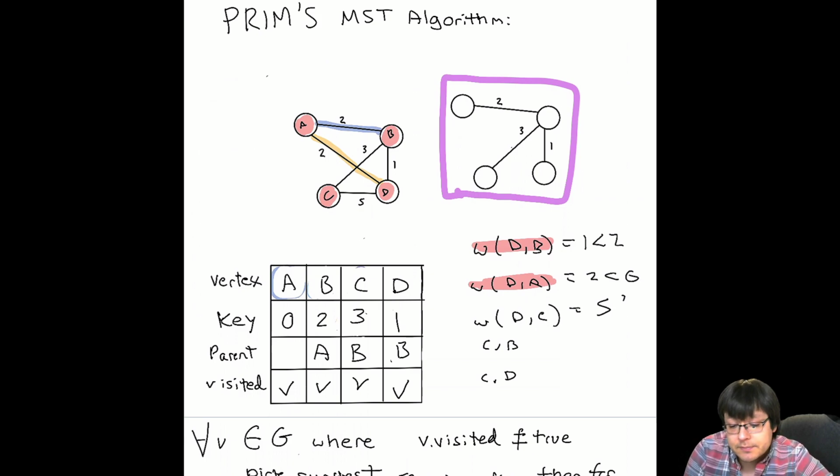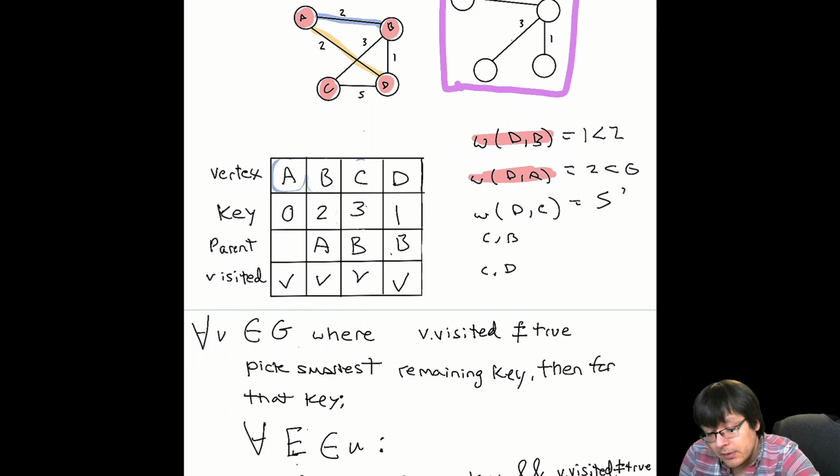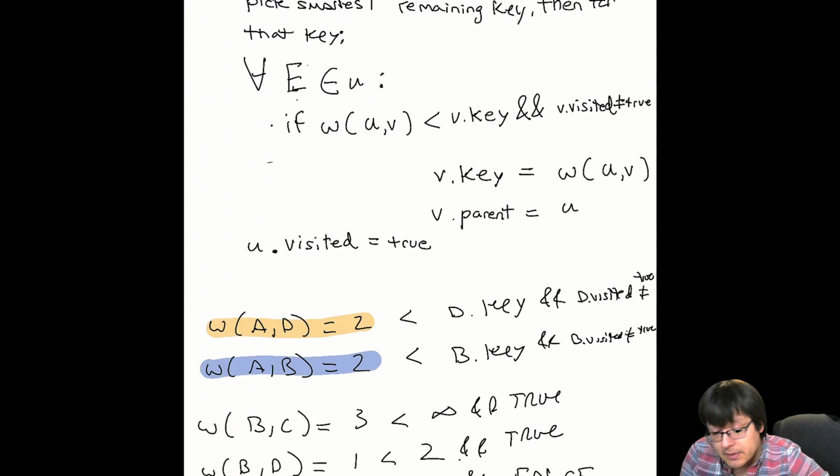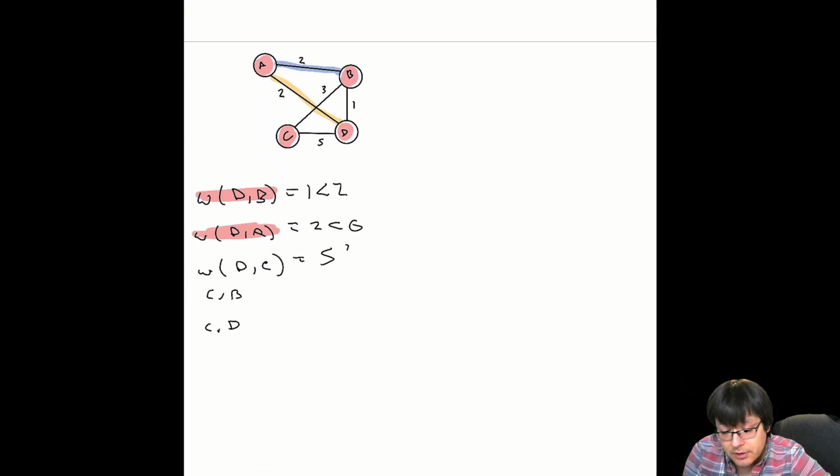So now you're done. You're actually complete doing your first ever minimum spanning tree algorithm, Kruskal, or sorry, Prim's.